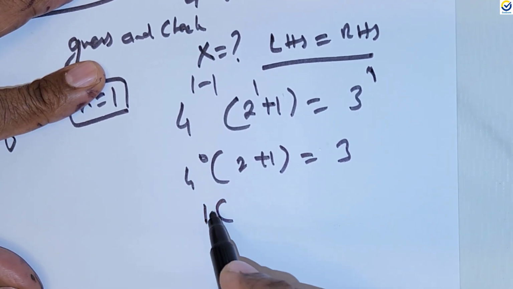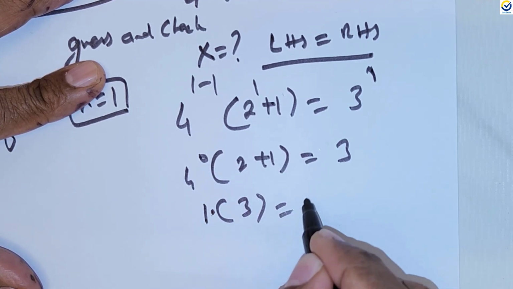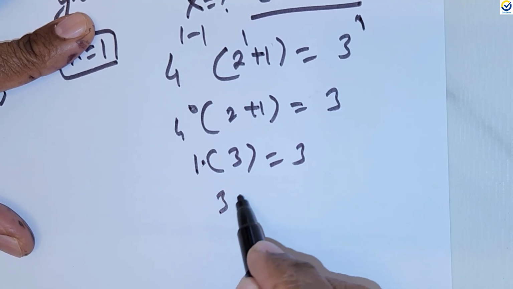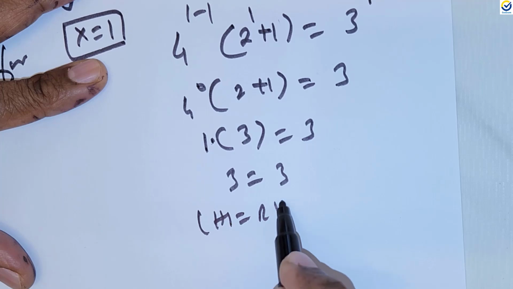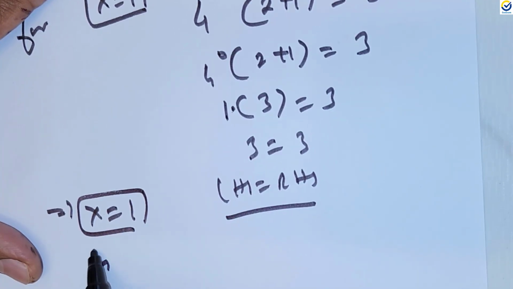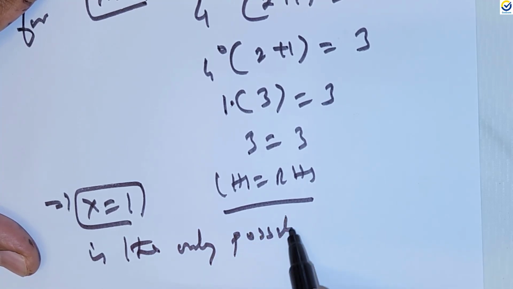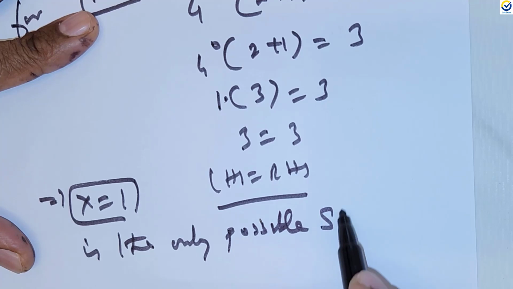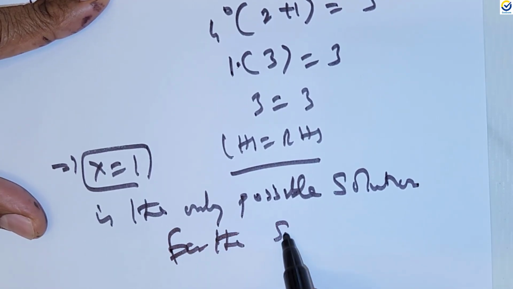4 raised to the power of 0 gives me 1. That is multiplied with 2 squared, which is 4... 1 times 3 gives me 3. I have a 3 on the right hand side. So left hand side is equal to right hand side. This means x equal to 1 is the only possible solution for the system.